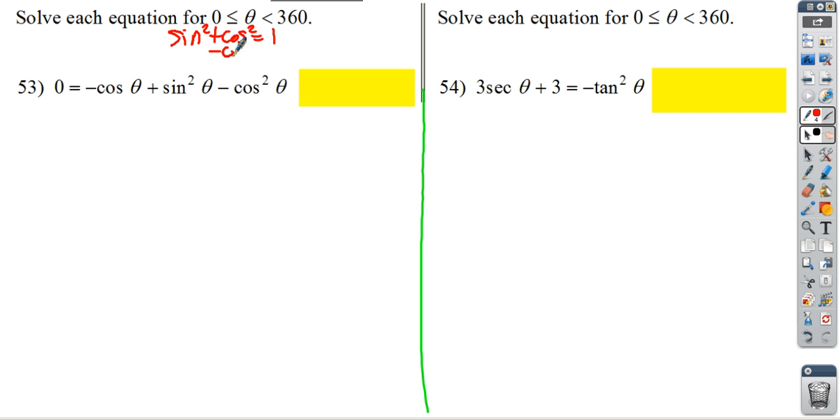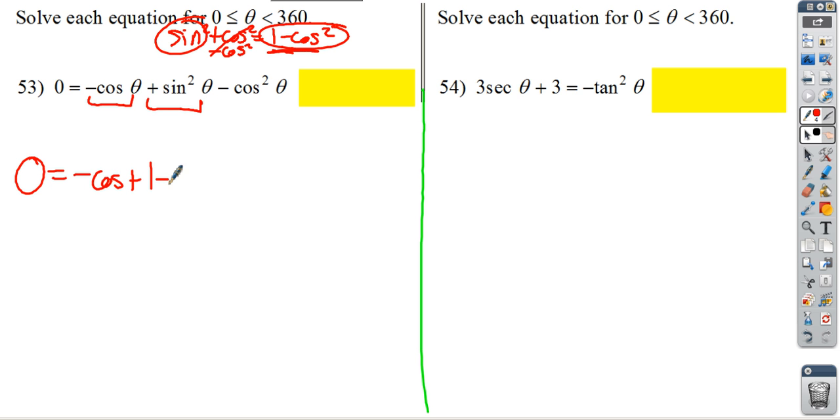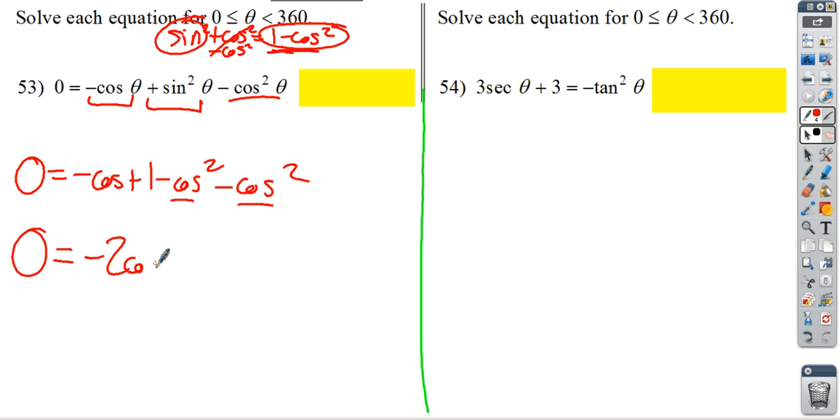Let's solve this for cosine, or sorry, for sine squared. So sine squared is equal to this thing right here. So let's substitute that in. So we still have this negative cosine. This thing is equal to 1 minus cosine squared. So I'm going to sub that in. And we still have that minus cosine squared right here. Let's simplify these like terms. So we have negative cos squared minus cos squared is negative 2 cos squared. And we have this minus cos right here. And then we have the plus 1.